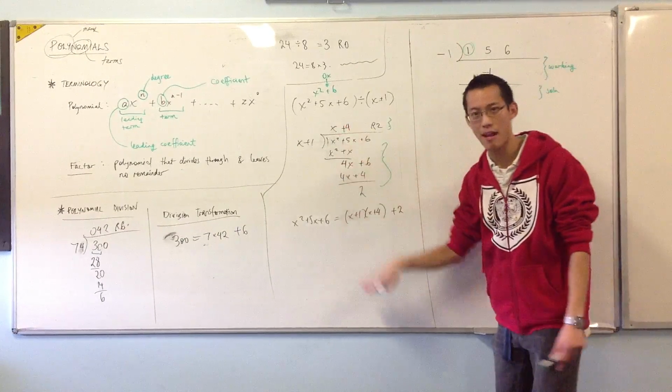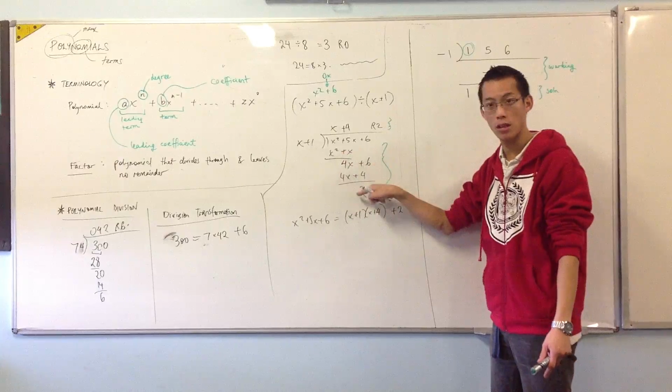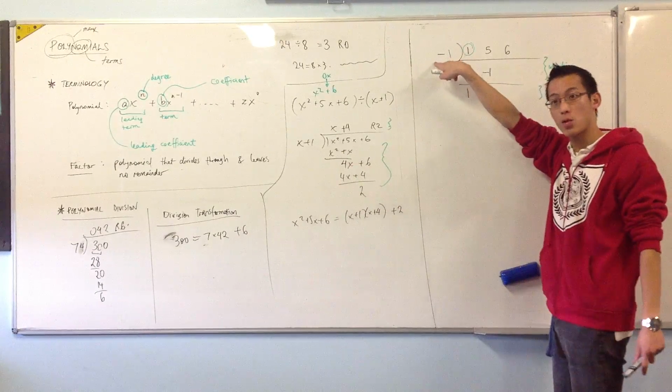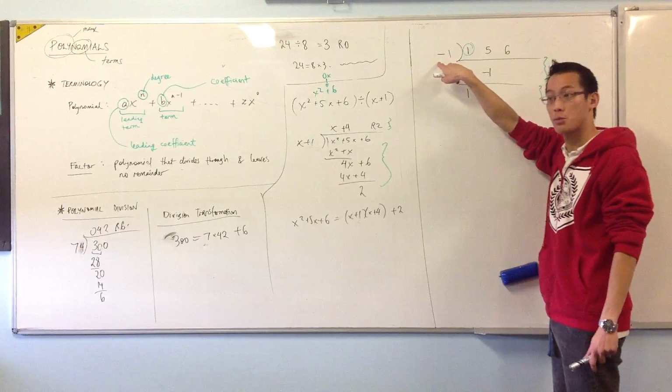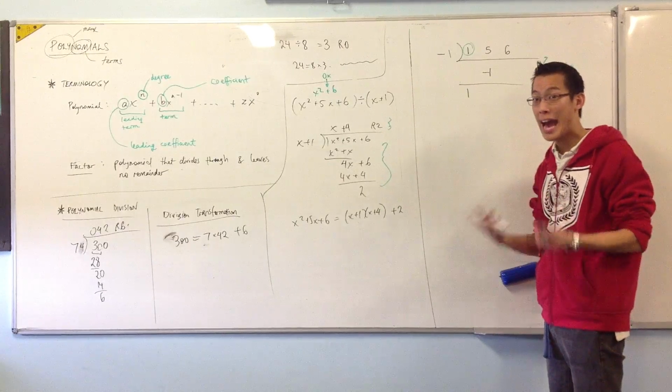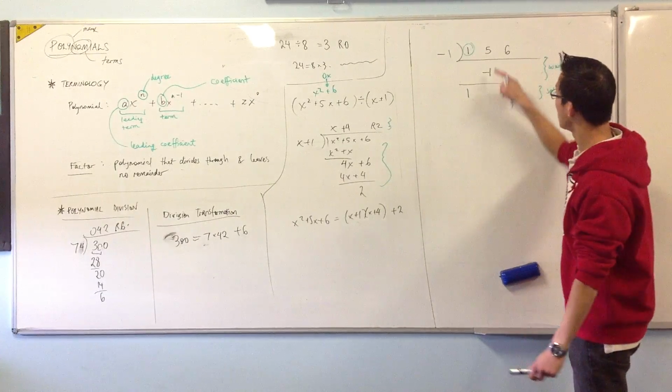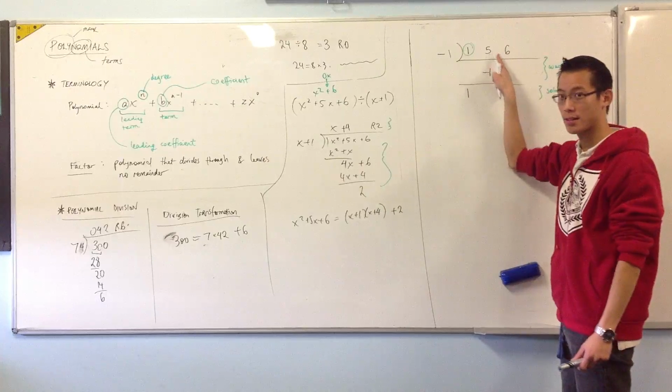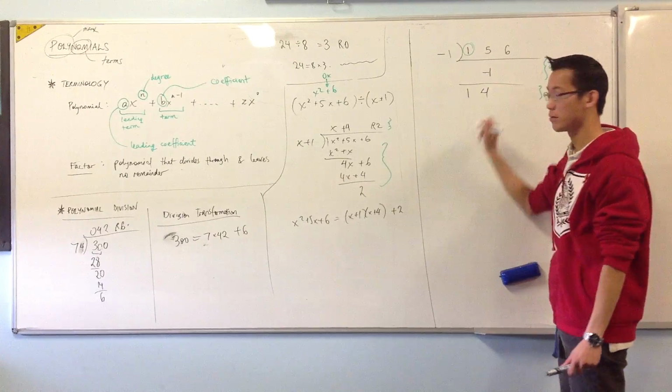Now here I subtracted, right? I subtracted to go from one line to the other. Because I've turned this into a minus 1, I'm not going to subtract. I'm going to add, because I've reversed it, okay? So 5 plus negative 1 is 4.